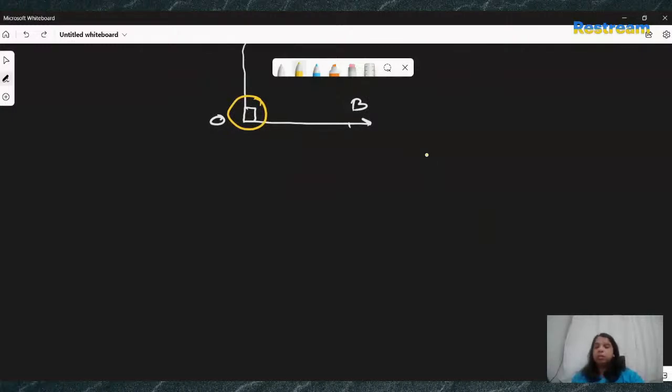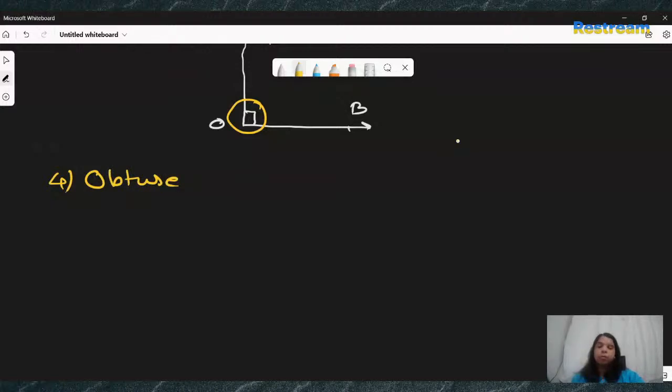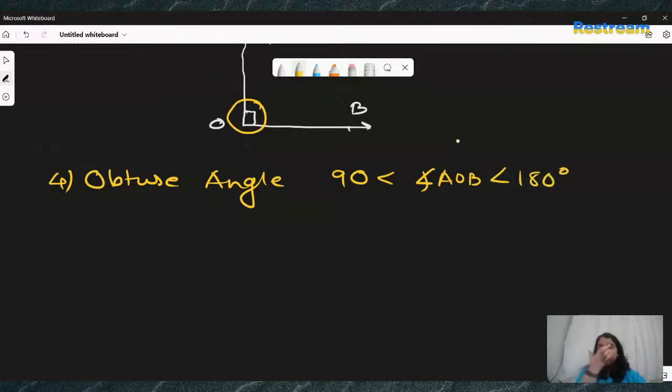Next one, this was the third type, right? Now the fourth type is the obtuse angle. Now for an obtuse angle, 90 degrees is less than angle AOB is less than 180 degrees. So angle measures between 90 degrees and 180 degrees are called obtuse angles. So something like this. They visually look bigger. See this side.